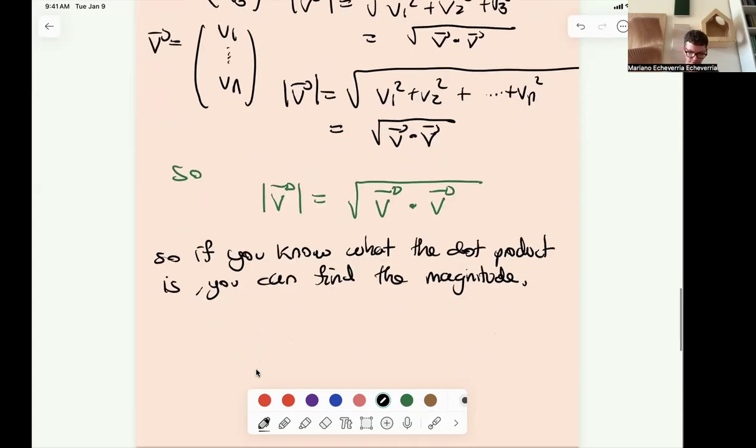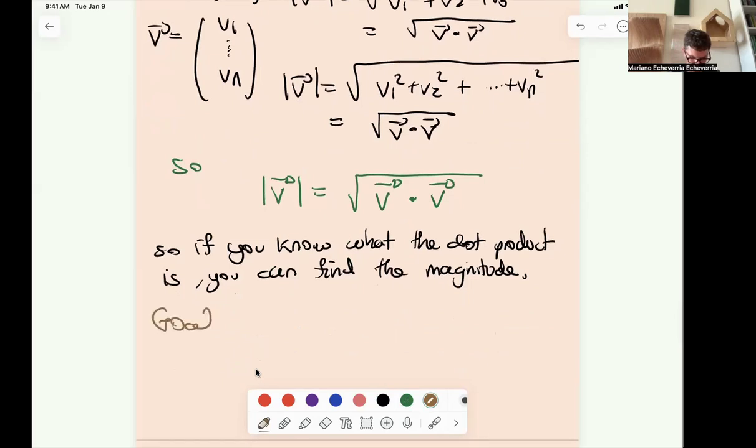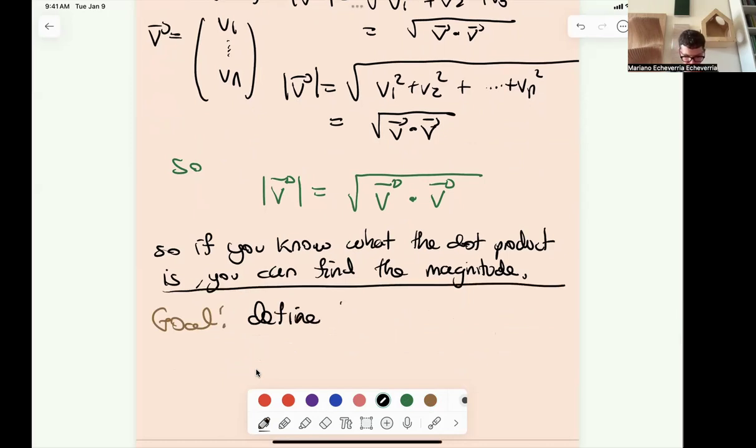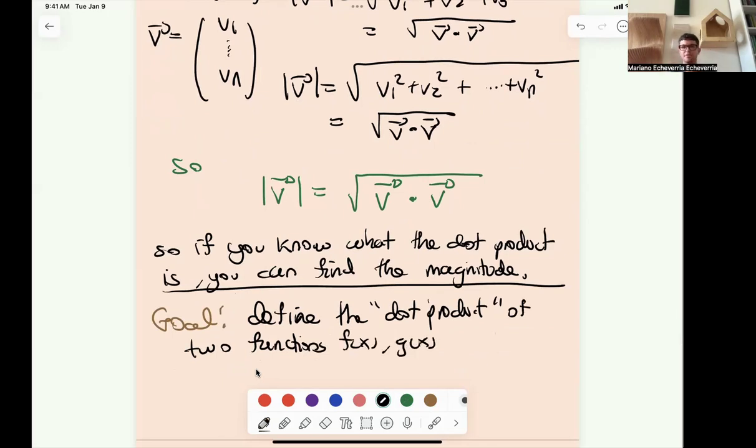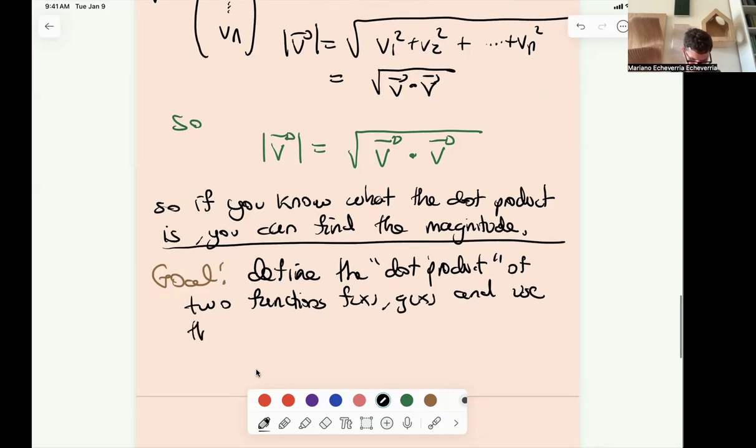So the goal is to define the dot product of two functions, f of x, g of x, and use that to define the magnitude, to define the magnitude for a function.